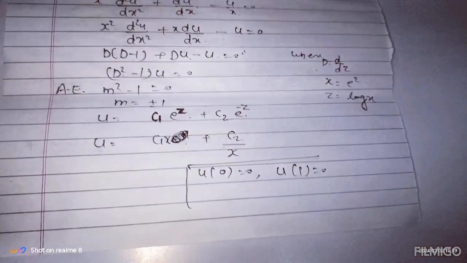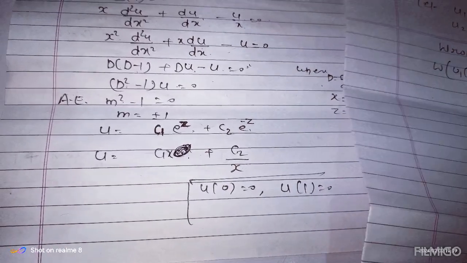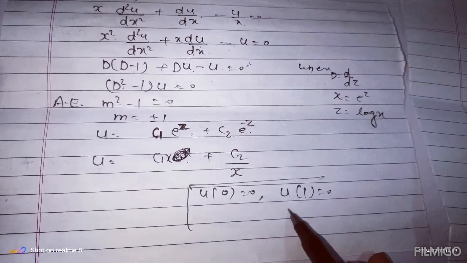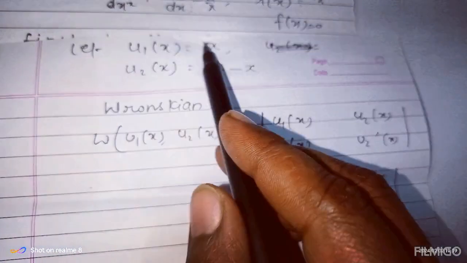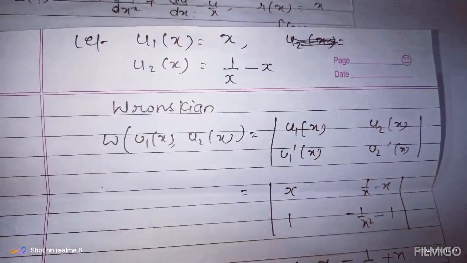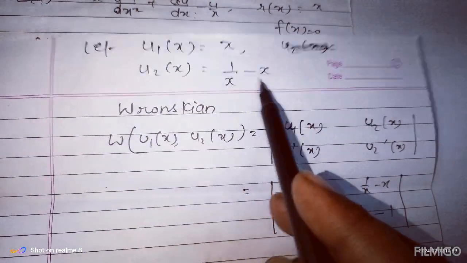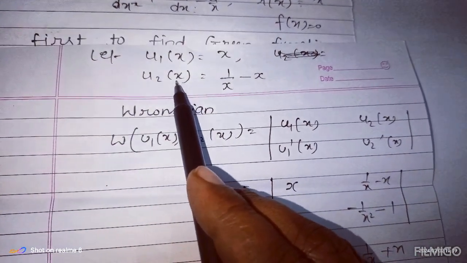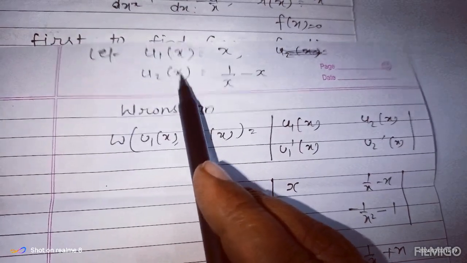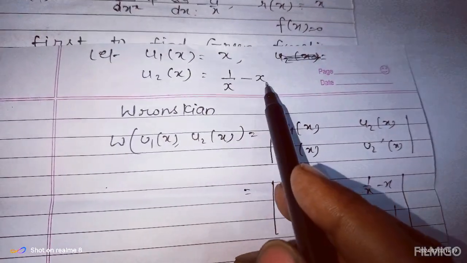Then we construct u1 and u2 satisfying these conditions. u1(x) = x, where u1(0) = 0, and u2(x) = 1/x − x. Putting x = 1 in u2: 1/1 − 1 = 0.